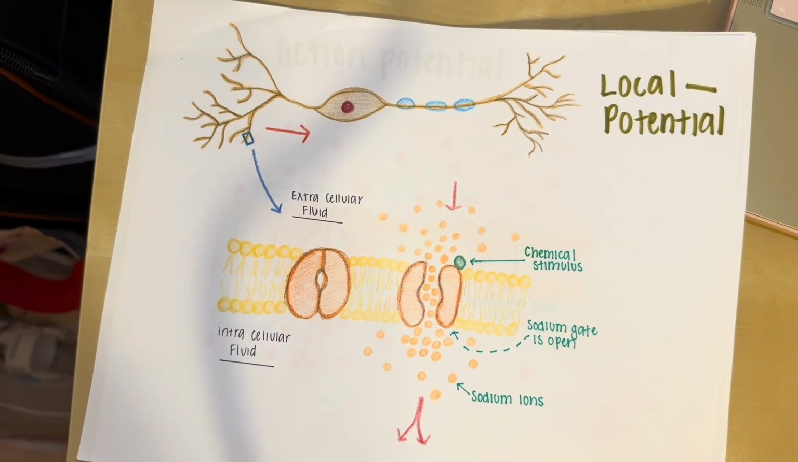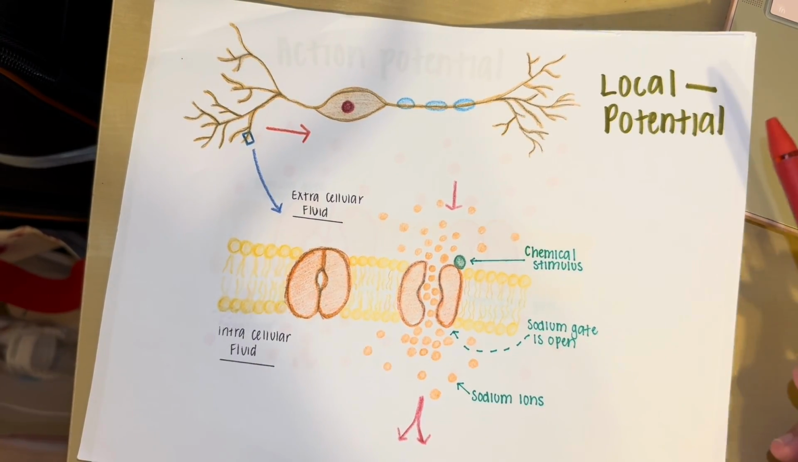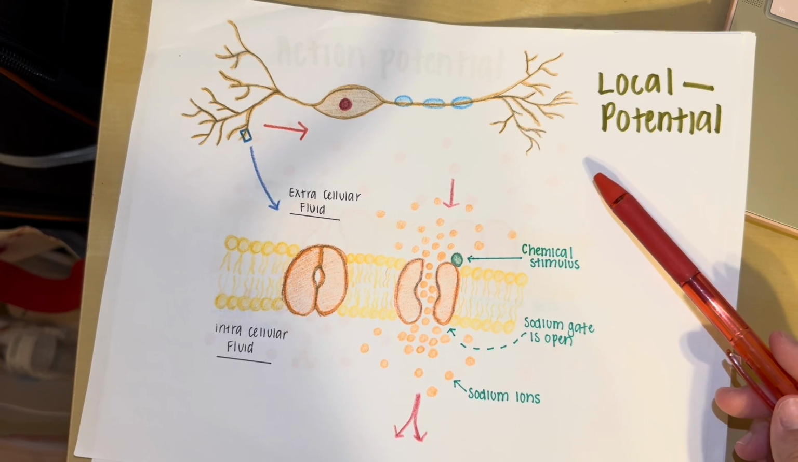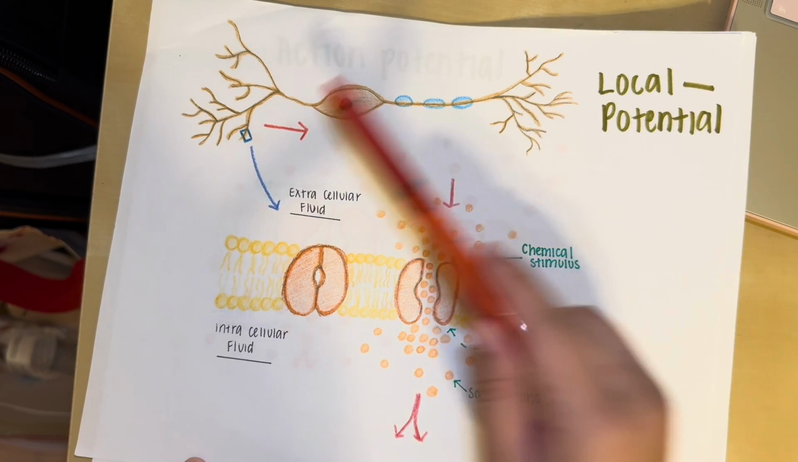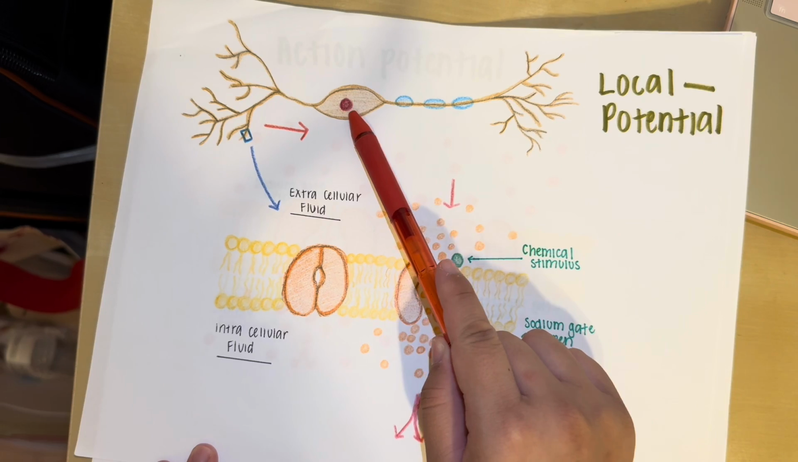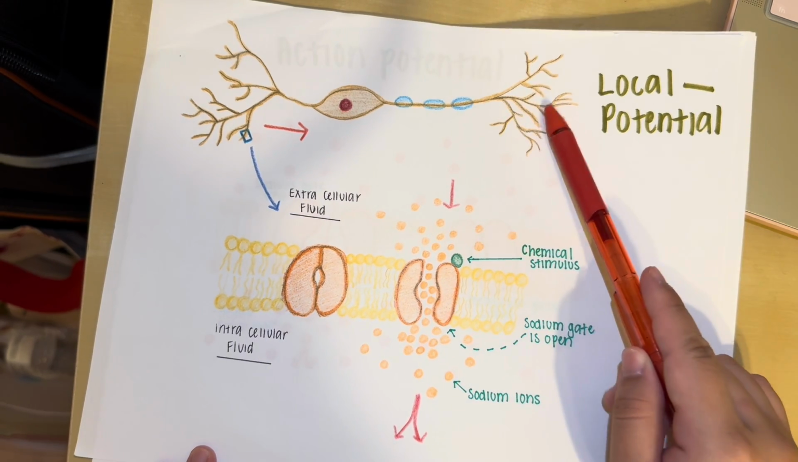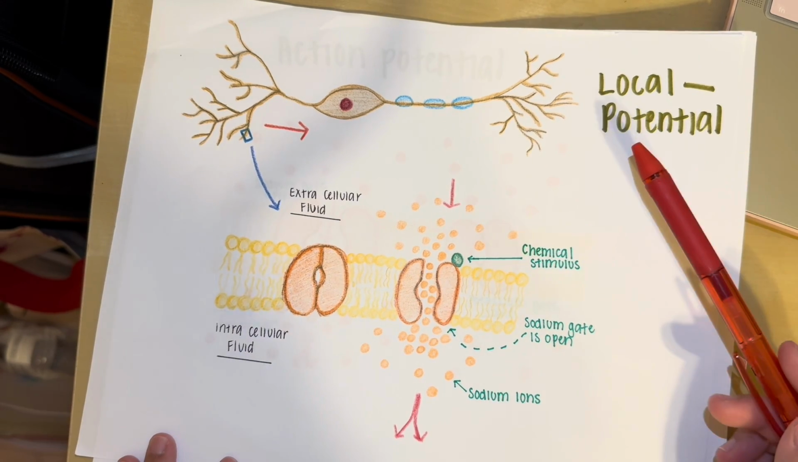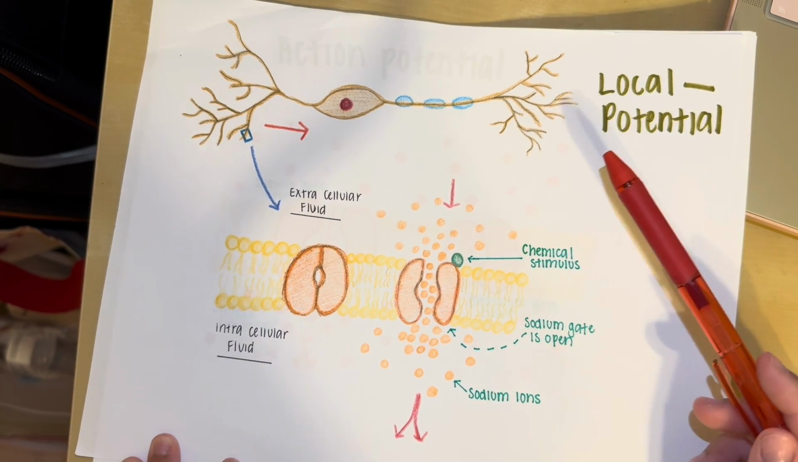Next, we have our local potential. The local potential occurs when the sodium gate opens as a result of a stimulus at the dendrite. The response starts at a dendrite, moves through the cell body, descends the axon, and terminates at the axon terminal. The example of a chemically stimulated neuron was used in the textbook.